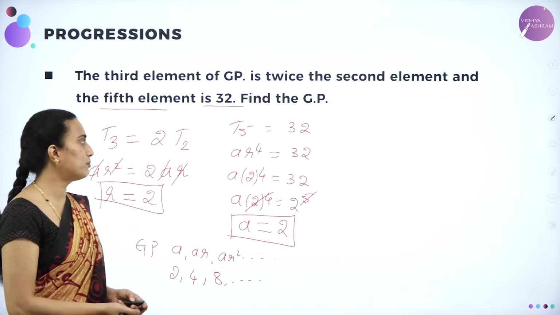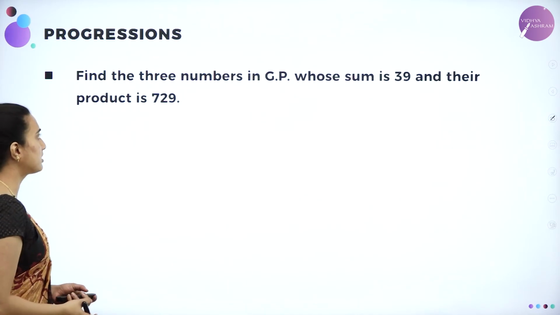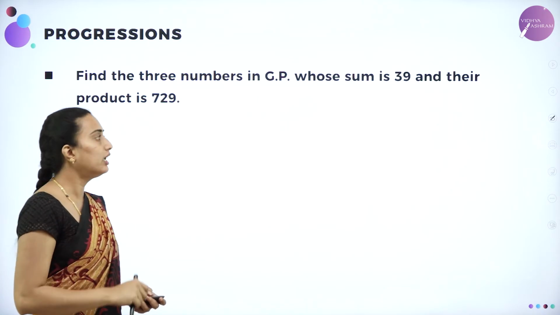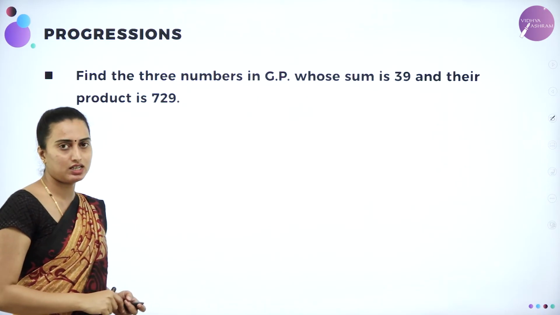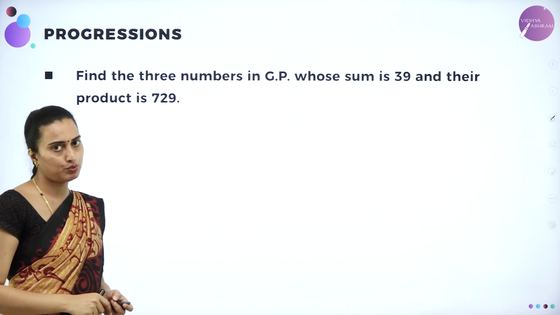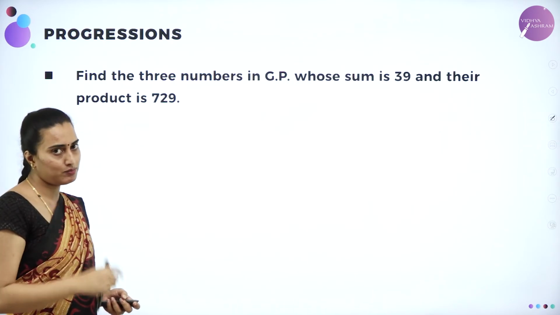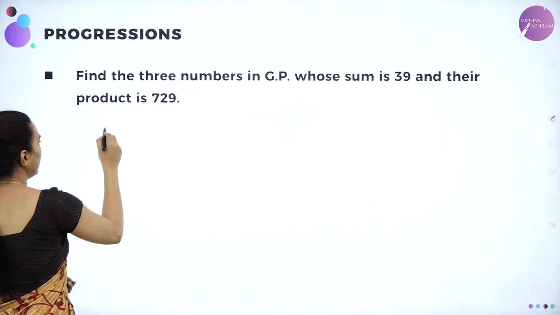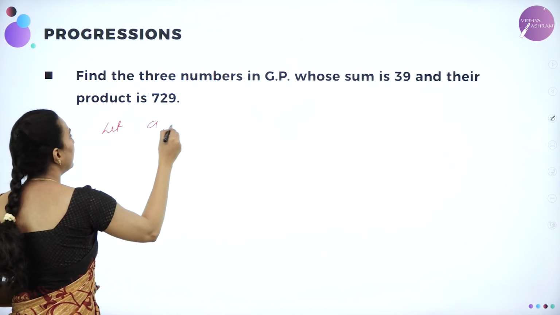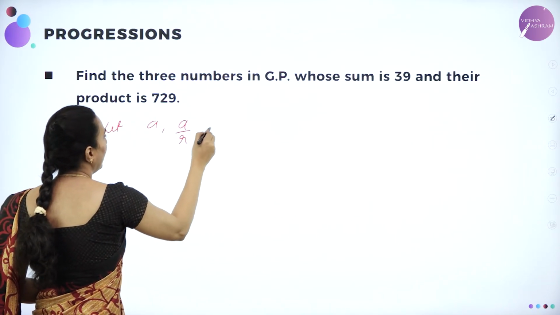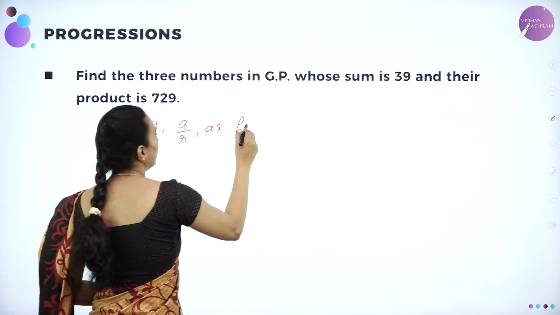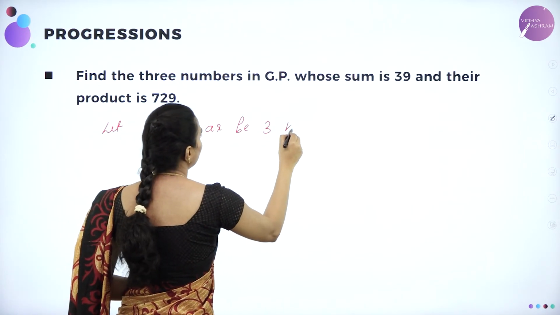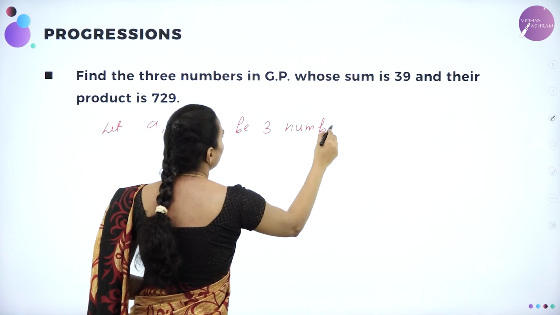We'll move on to the next problem, dears. What they have asked: find the 3 numbers in GP whose sum is 39 and their product is 729. Now for 3 terms of a GP, I am considering A by R, A and AR as the 3 numbers in GP.